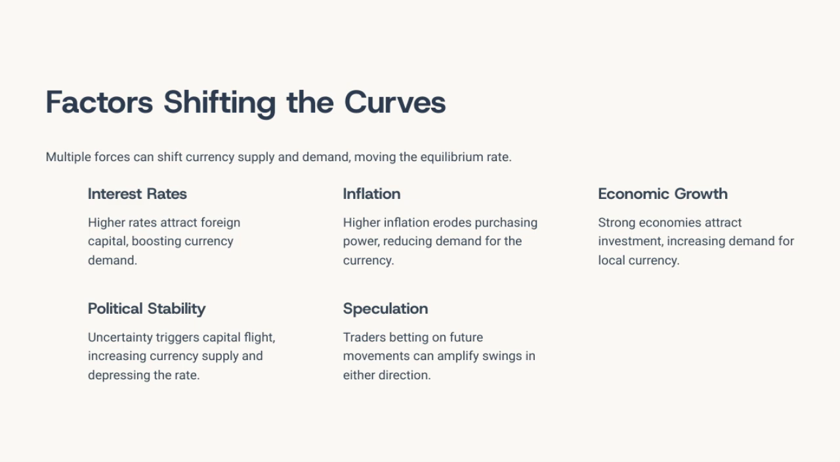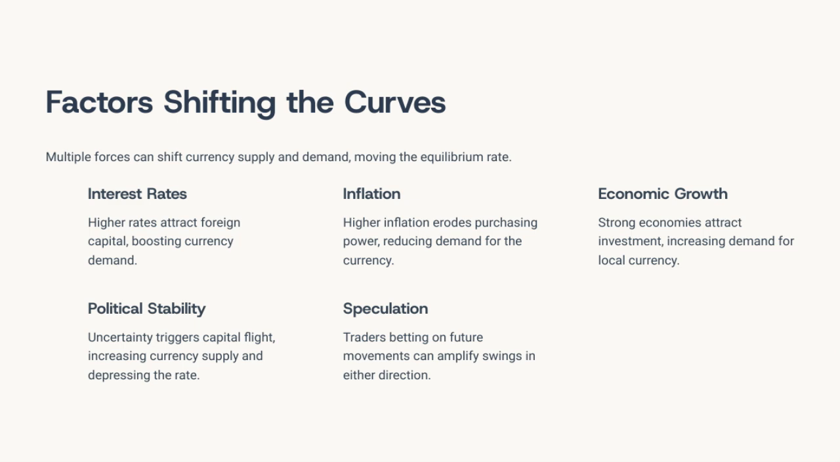When there's uncertainty, say, political turmoil or economic instability, it tends to trigger what we call capital flight. Investors pull their money out of the country, which increases the supply of the local currency in the market and puts downward pressure on its value. On the other hand, political stability tends to attract investment. When an economy is stable and strong, investors feel more confident, increasing demand for the local currency. This demand can push the currency's value higher.